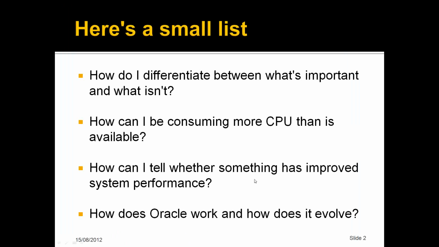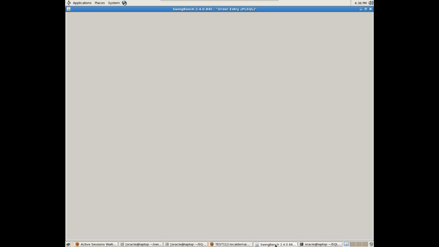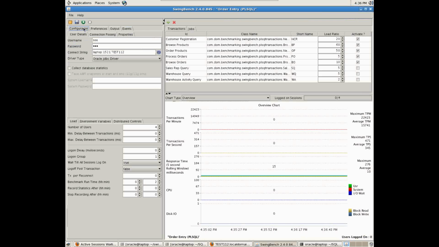Ah, okay, this one. How can I tell whether something has actually improved performance at all? Let me show you this example here. What I'm going to do is run another Swingbench benchmark here, and I'll run the same thing for 2 minutes. In fact, you know what? I won't run this again.